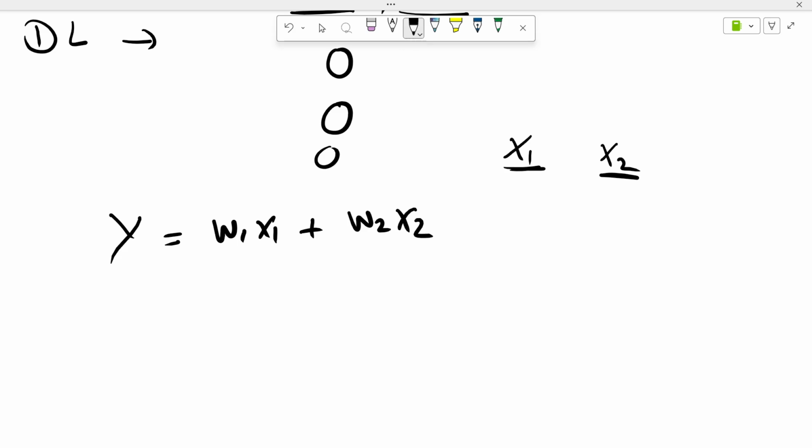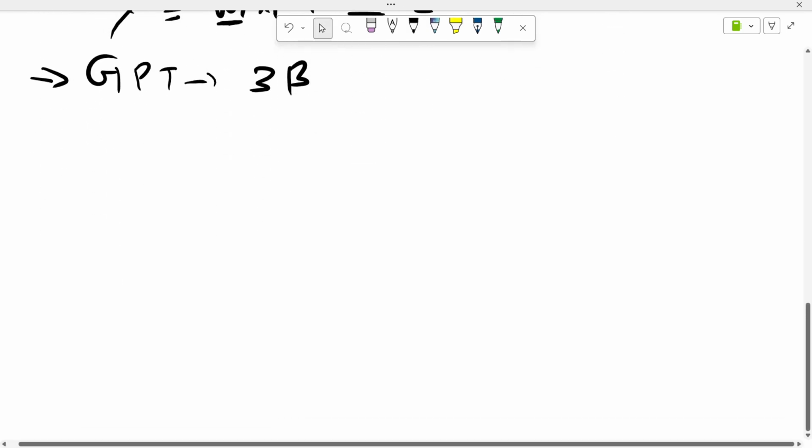So here our learning is we need to identify the correct values of W1 and W2. That's how deep learning comes. Now there are only two weights. What if there are billions of weights? That's how this comes into the picture of GPT models. We say 3 billion parameters, 4 billion parameters. Those parameters are basically neurons or weight values.